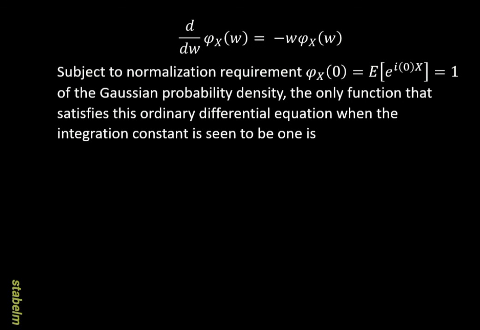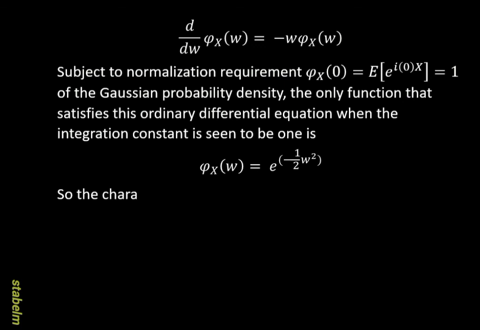Now, the only function that satisfies this ordinary differential equation when the integration constant is 1 is what we're going to write now. So phi subscript x of w equals exponential raised to the power minus 1 over 2 w squared. This is what we have as the characteristic function.